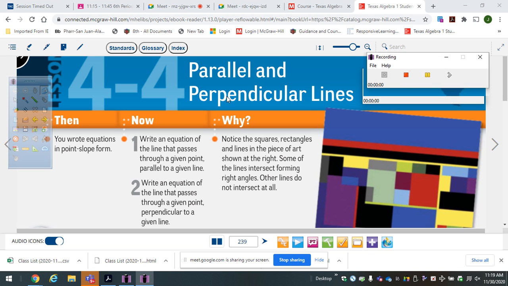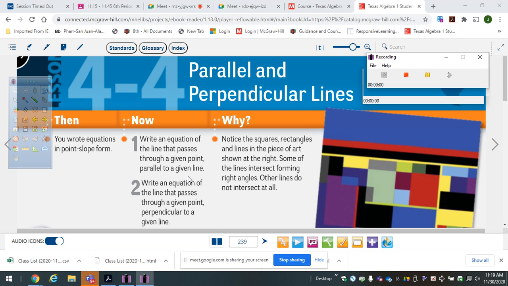Okay, guys, parallel and perpendicular lines. So we're going to establish what these are first. I'm going to jump to the end of the section and give you the main ingredients, and then we'll come back and review it and talk about it, okay? So parallel and perpendicular lines. Write an equation of the line that passes through a given point parallel to a given line. So we'll work on that today. And then write an equation of the line that passes through a given point perpendicular to a given line.